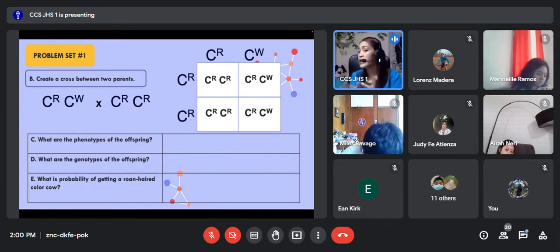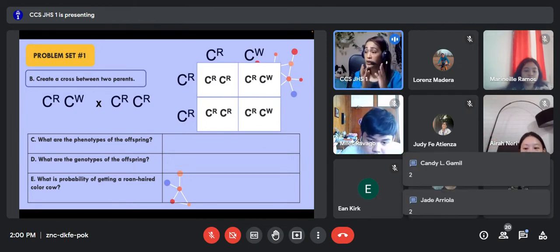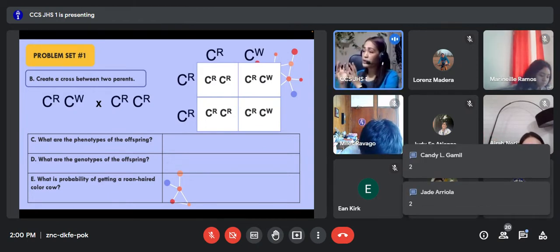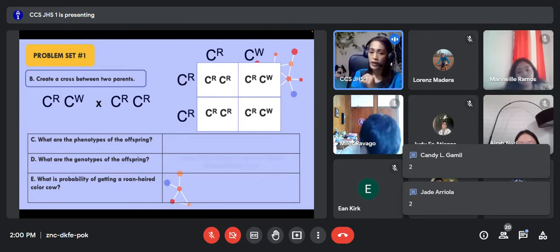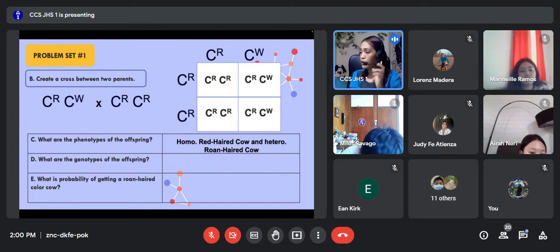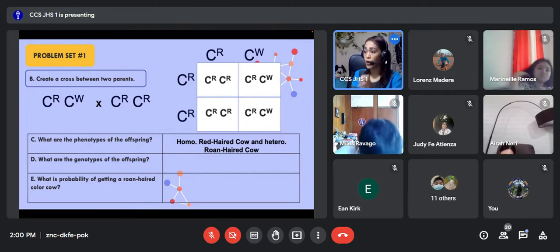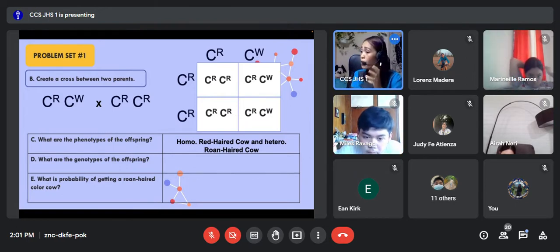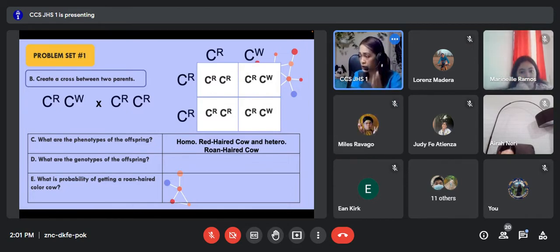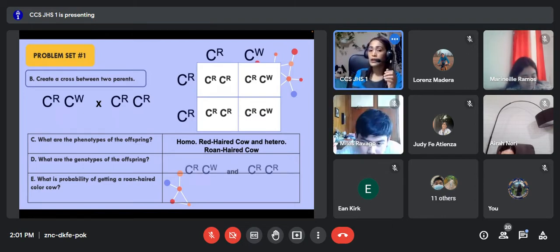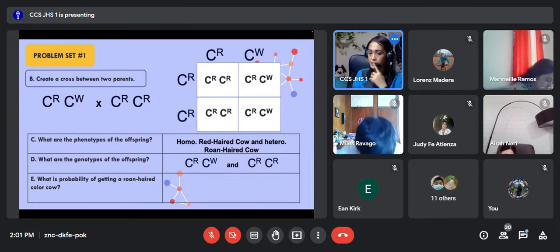So how many letter combinations do you see on the Punnett square? One, two, or three? Two. We have CRCR, correct? And then we have CRCW. So that means our possible offspring can be described as a homozygous red-haired cow or a heterozygous roan-haired cow. Do we have a homozygous white? No, it's not possible for this set of parents. Okay, so we have CRCW and CRCR.